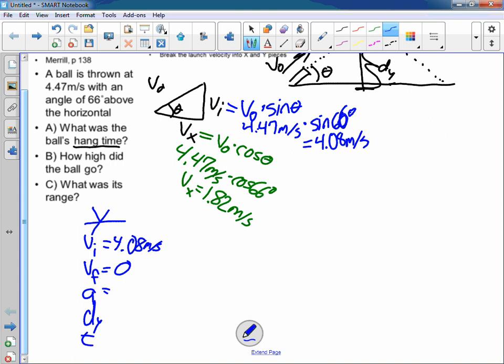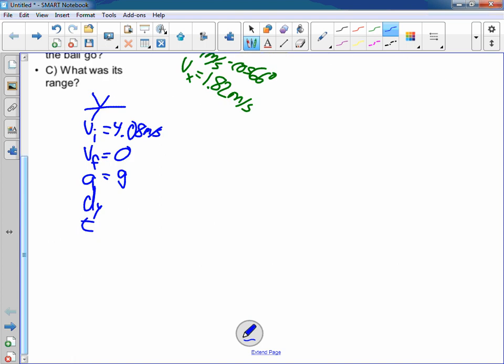We can't say the acceleration is gravity. Remember, technically gravity is a force, but we can say it's the acceleration due to gravity or the gravitational field, or if you say, hey, can I just say G? Yes. Because you are physics G.